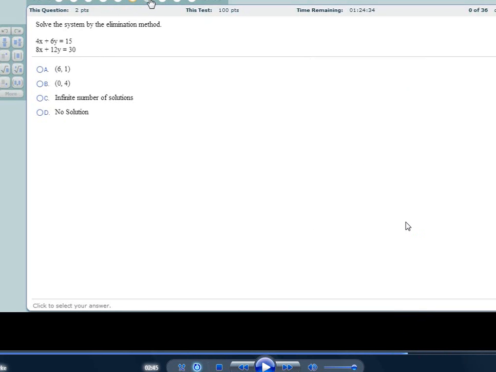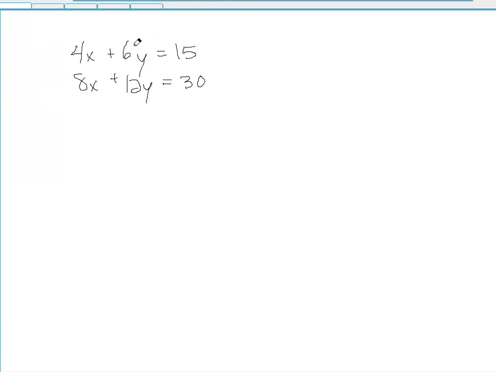Okay, folks, yet again another system problem. This must be the fifth one, sixth. I don't know. I've lost count now. But it says, again, solve by the elimination method. It's your choice. I think this example lends itself maybe a little bit better to the elimination method.